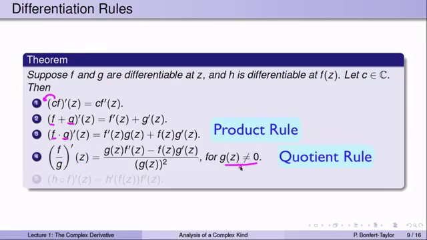So you want to require here that g of z is non-zero. But if it is non-zero, the quotient rule is the same as it is in calculus. You find the derivative of the quotient by squaring the denominator, writing down the denominator again times the derivative of the numerator, minus this time, the numerator times the derivative of the denominator.